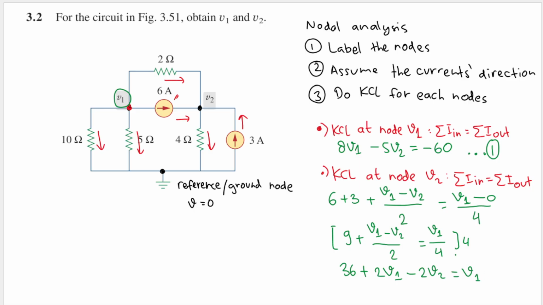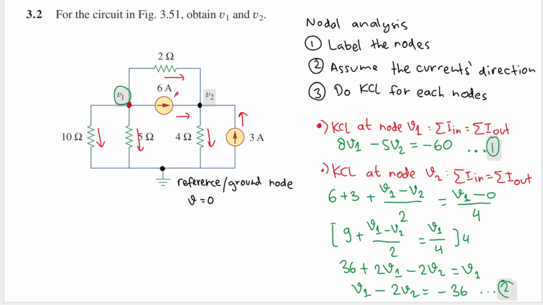Okay, let's move this V1 to the left hand side, so we will have V1 minus 2V2, and that will equal to minus 36. Okay, nothing further that we can do, so we will have this as equation number 2. Okay, so now we will have 2 equations with 2 variables. We should be able to solve it, right? Okay, let's clean up this and solve the equation.